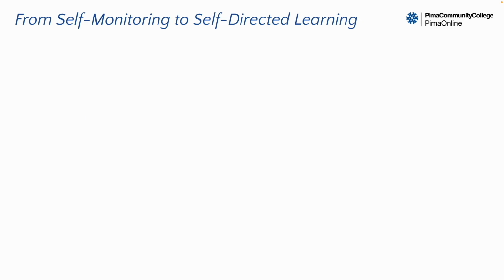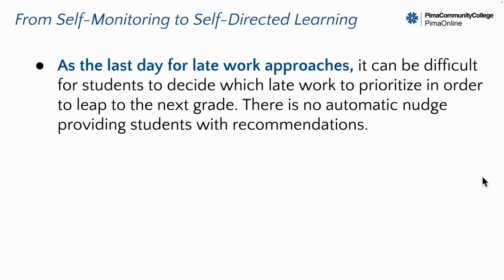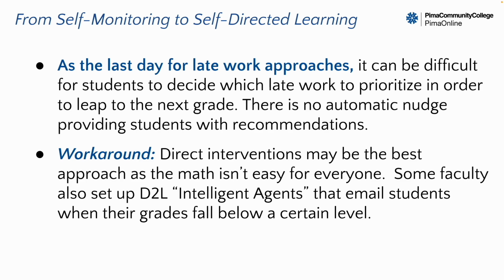As another design caveat focused on andragogy, a lot of us like to help students move from self-monitoring to self-directed learning. And sometimes as the last day for late work approaches, it can be real tough for students to decide which late work they want to submit in order to get up to that next grade. There is no automatic nudge providing students with recommendations. That said, the personal touch of a direct intervention may be the best approach, especially given that math isn't always easy for everyone here. Some faculty will also set up D2L intelligent agents that email students when their grades fall below a certain level.